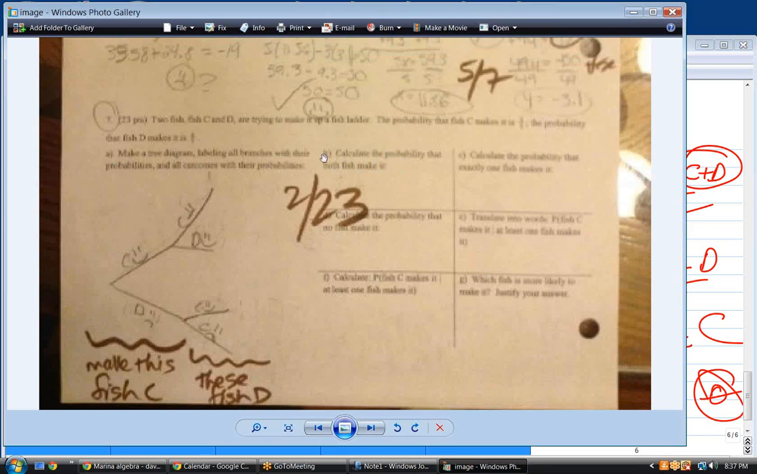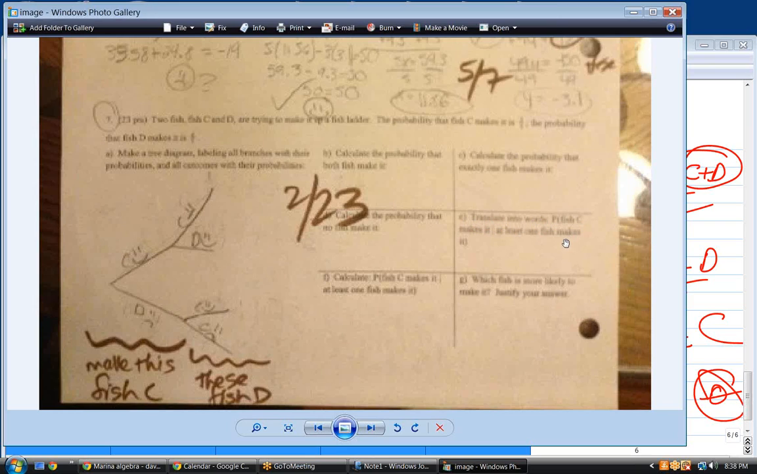Okay, so each of these individual questions: the probability that both fish make it, we calculated that. The probability that neither makes it, we calculated that. Probability that C makes it and D doesn't, we did that. I can't read what this says. Do you have any questions about either of these last 2 questions here? No. What does that one say?